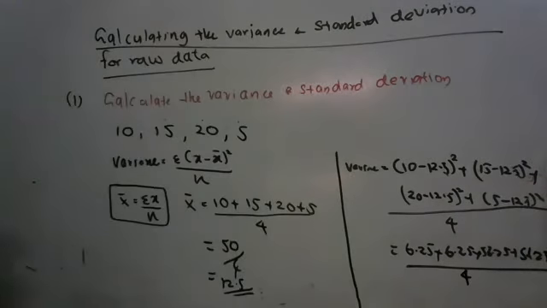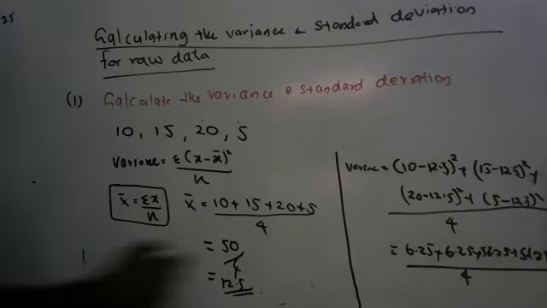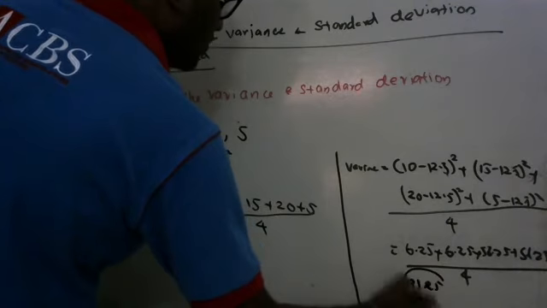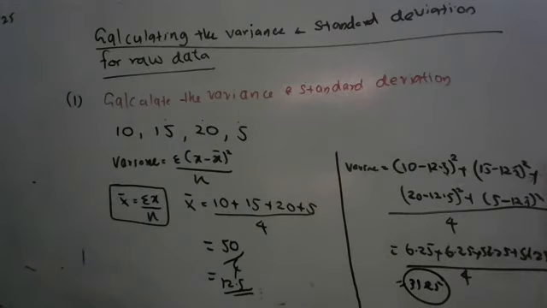All divided by 4. Now calculate the total: 6.25 plus 6.25 plus 56.25 plus 56.25 is 125. 125 divided by 4 is 31.25. That is the variance: 31.25.